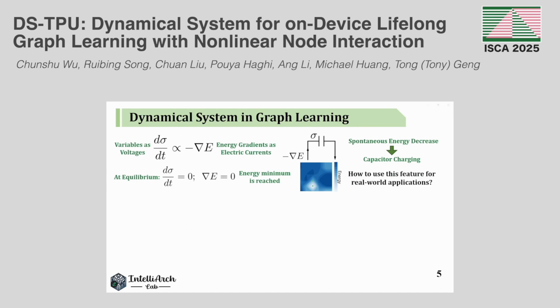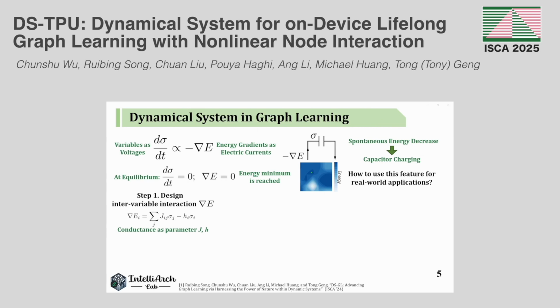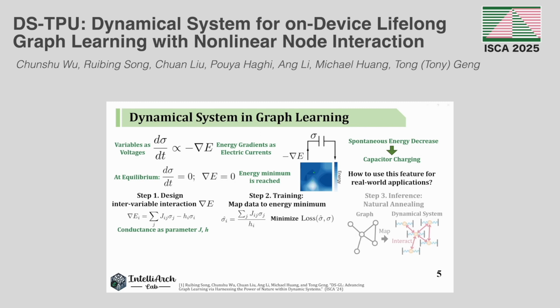Another natural question is, how do we use this to solve real-world problems? A previous work showed that this system can be used for graph learning. In this work, there are 3 steps. Step 1 is to design the energy function. Step 2 is to perform training, mapping data to energy minimum. And step 3 is to perform natural annealing and get inference results.